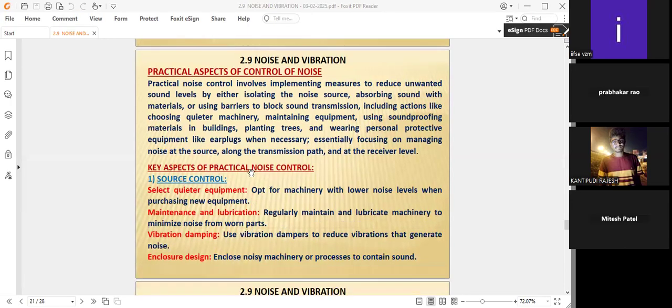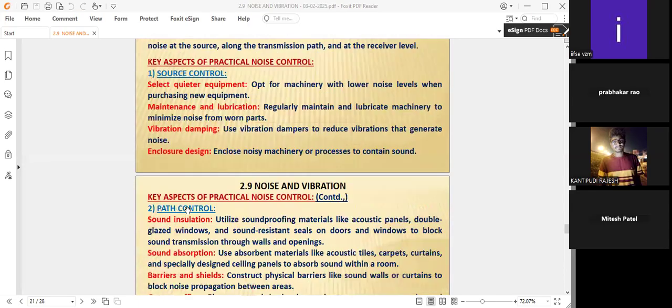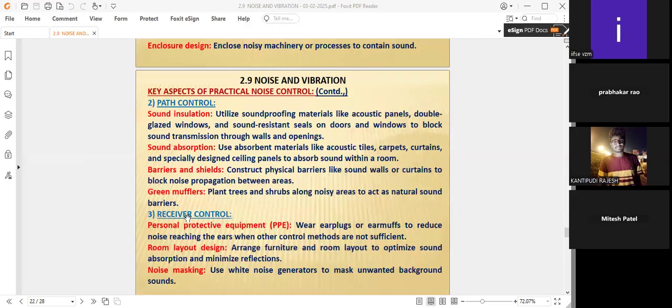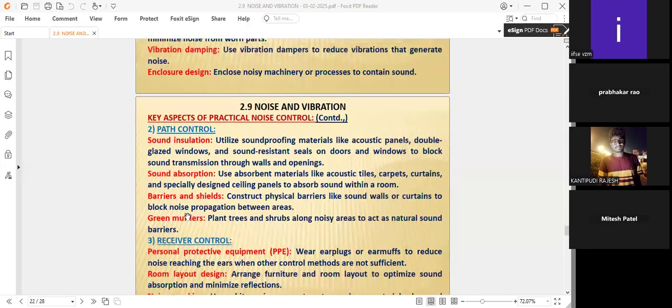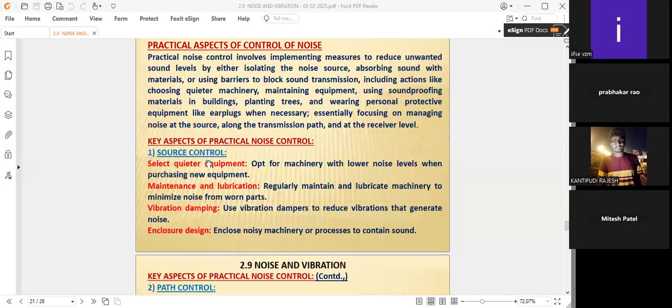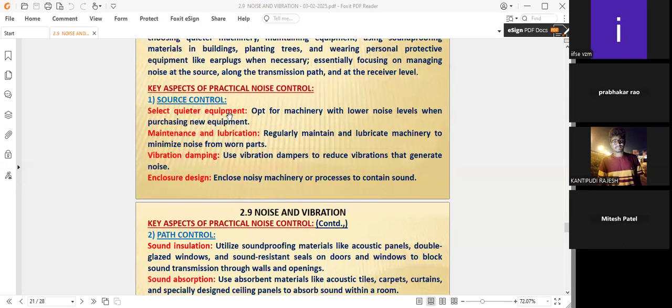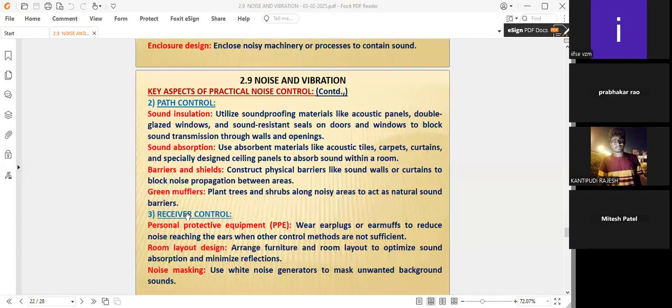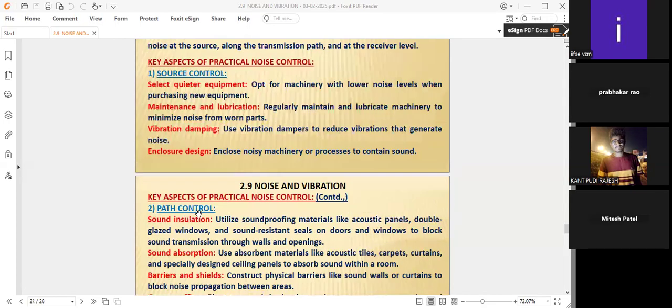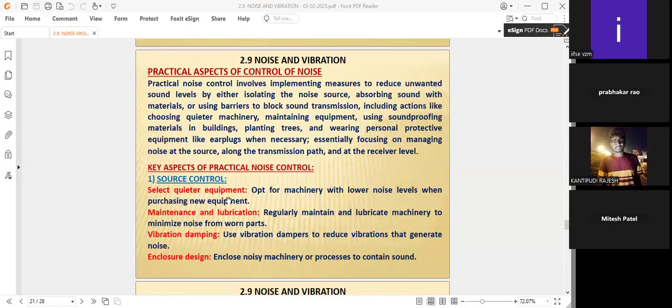What are the key aspects of practical noise control? One is source control, second is path control, third is receiver control. It's very important. Source means where it is generated. Second is where it goes from source to the receiver, that is path control. And third is receiver control. All these three aspects of practical noise control you have to come across in the organizations.